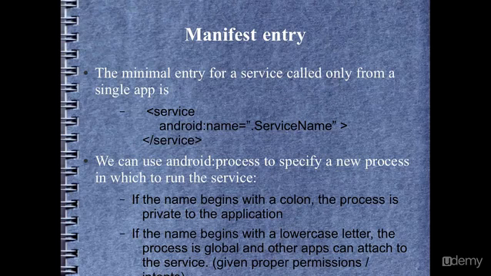We can also use android:process to specify a process in which the service should run. If the android:process attribute name begins with a colon, then the process is within our application. It's private to the application that we're in. But we can also start it with just a lowercase letter. If that's the case, we're specifying a process that can be global. It might be in another app. And this tells the application that the process we specify, this service, is runnable. If the other application has the proper permissions and intents, it'll be runnable.